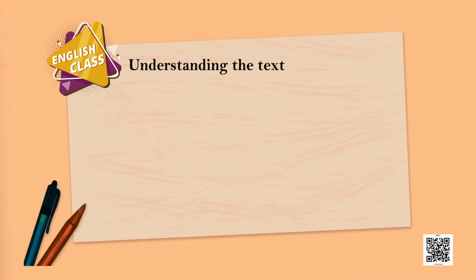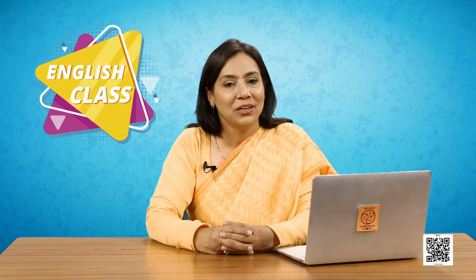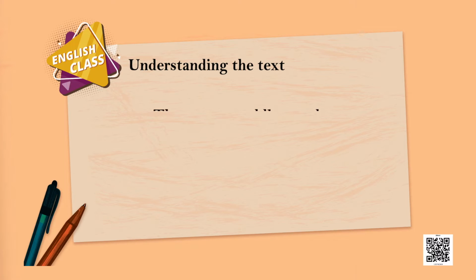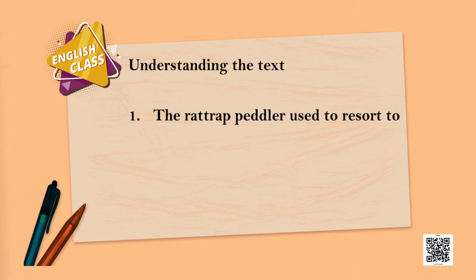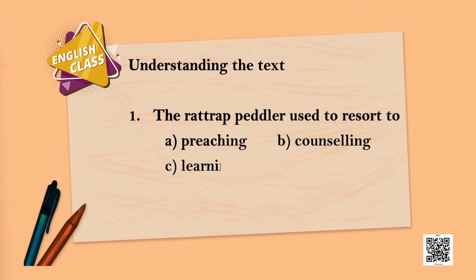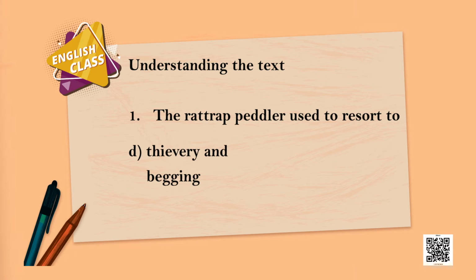Now, learners, are you ready to do some small questions with me? Yes, look at your screen. The first question is, the rat trap peddler used to resort to A. Preaching, B. Counseling, C. Learning, and D. Thievery and begging. Think of the answer? Yes, you've got it right. The answer is D. Thievery and begging.